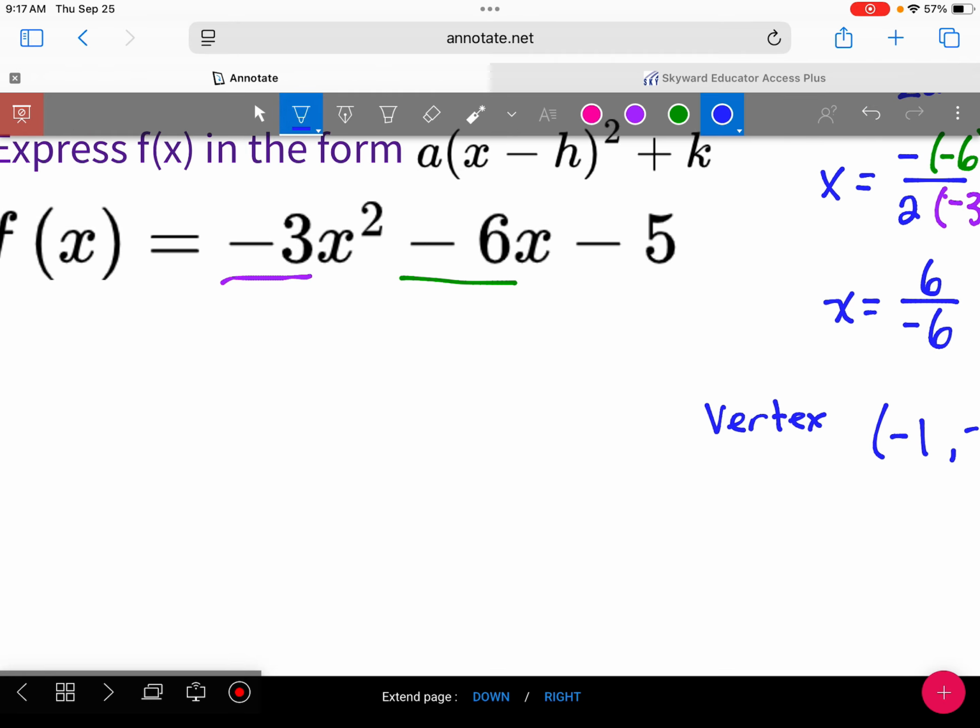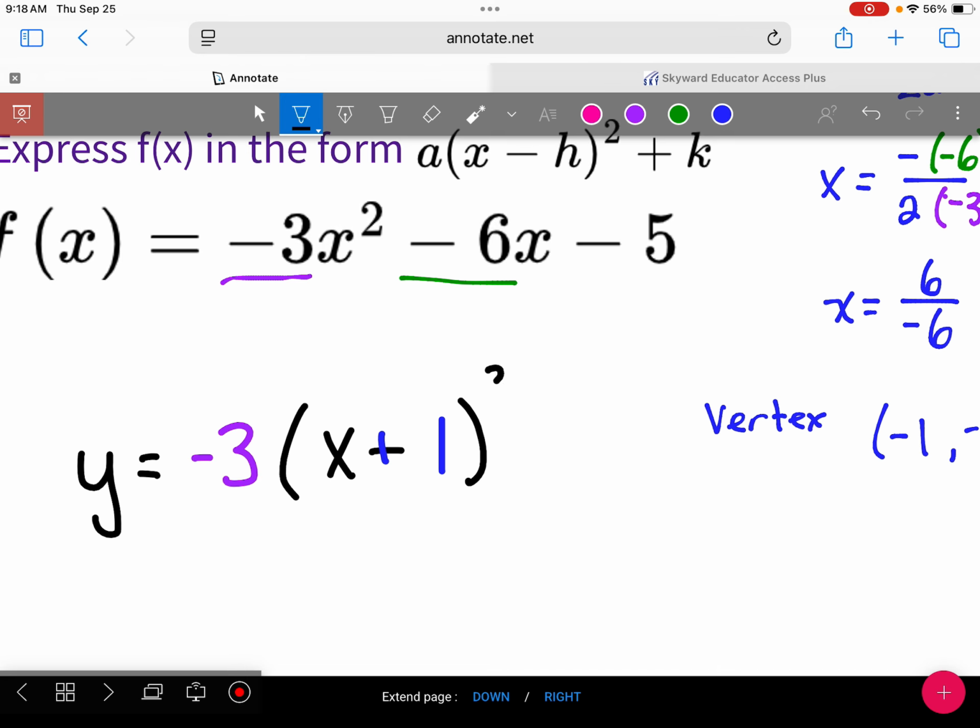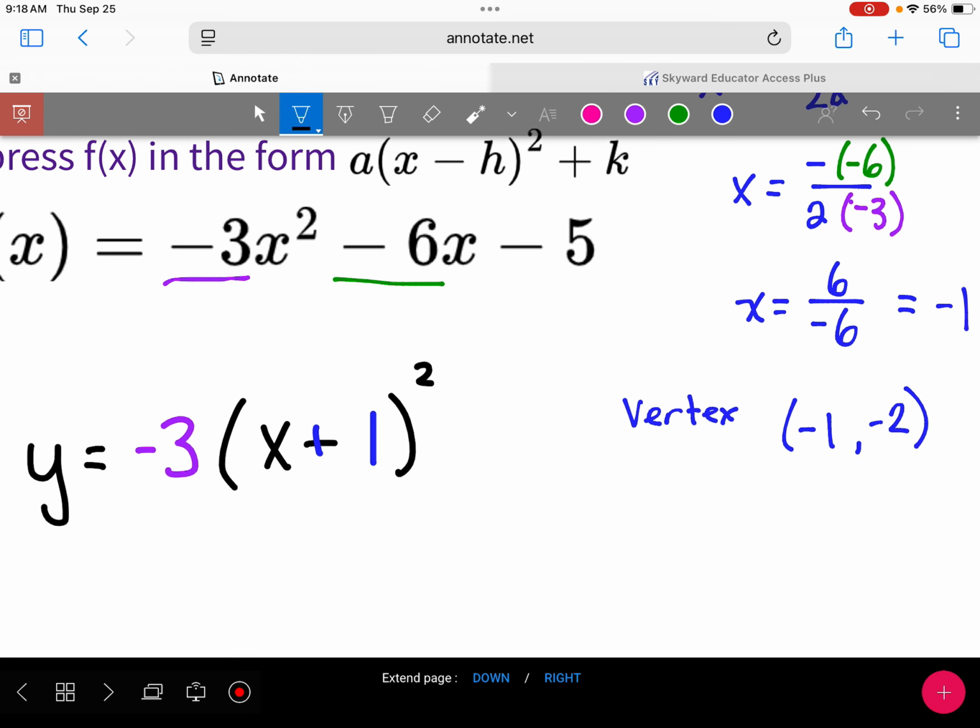So when we're writing this into our standard form, into our transformation form, our y equals, what's our a? -3. And then we're going to have our x minus the x value of our vertex, so minus -1, which becomes a +1, squared, plus k, plus the y value of our vertex, -2.